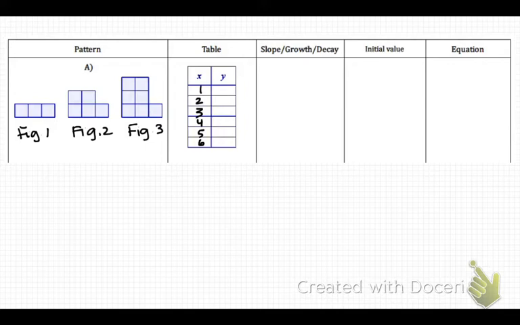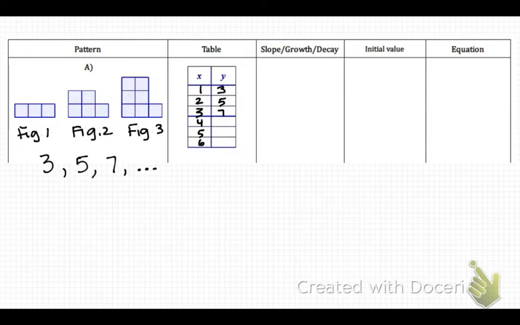Yeah, how many blocks or how many elements are in each figure? So how many blocks are in the first figure? 3. Okay, what about in the second figure? 5. And what about the third figure? 7. Okay, so you might also see this written as a sequence like this on your homework tonight. In a couple of examples, it will be like that too, okay? So my y's are going to be 3, 5, and 7.